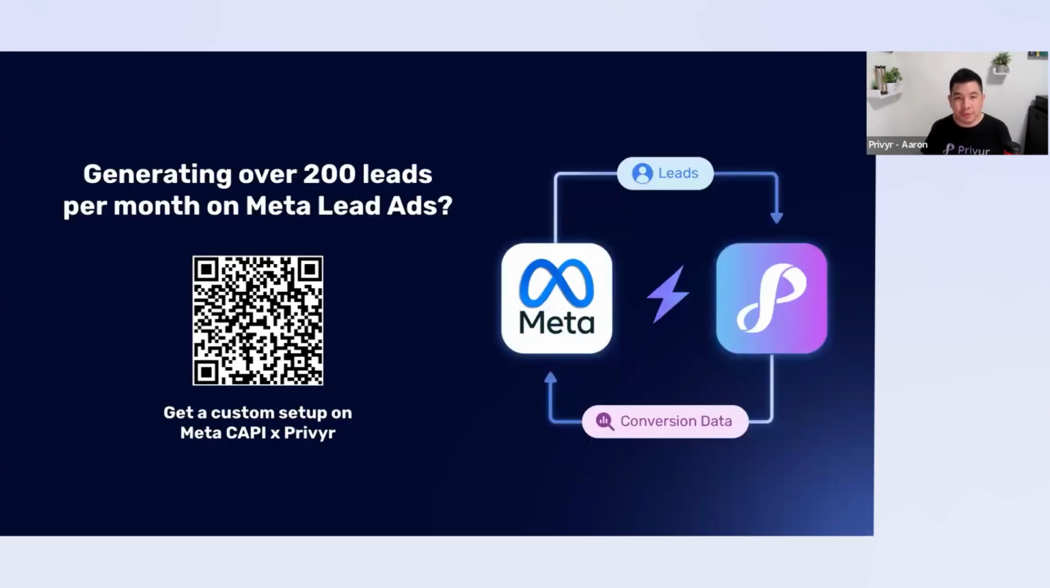Okay, so before we go any further, let me just share. I will show you exactly how to set this up on Conversions API with the Privyr app. You can do it yourself. There are a few steps, but if you spend about 10 minutes over the course of a few weeks, you'll be able to do it. So we'll walk through that, and you can self-serve it.